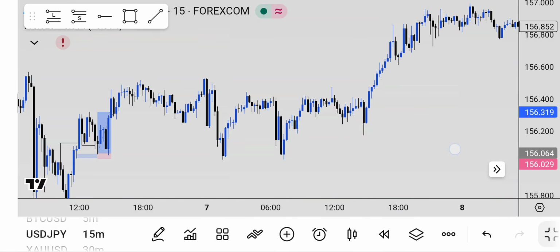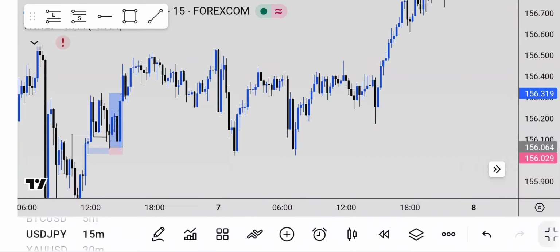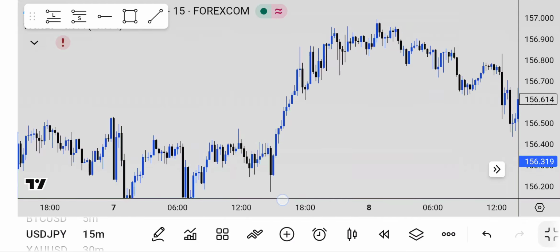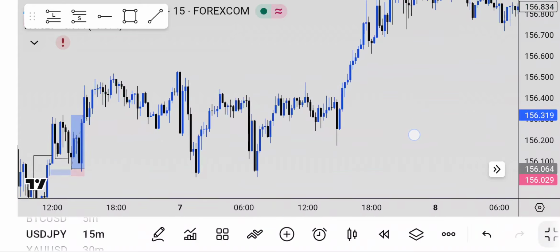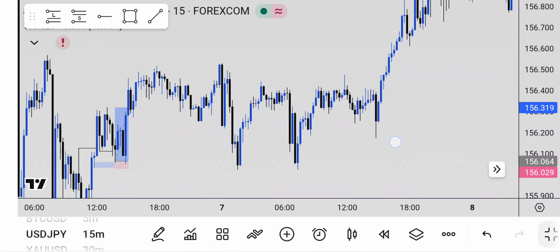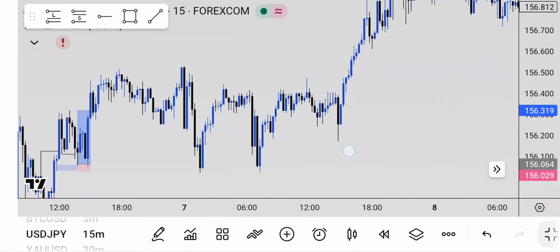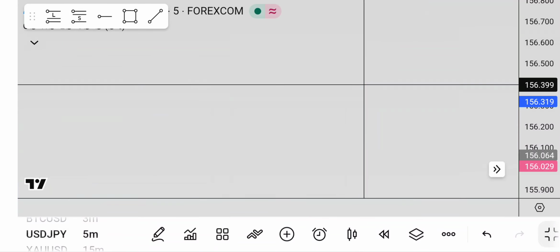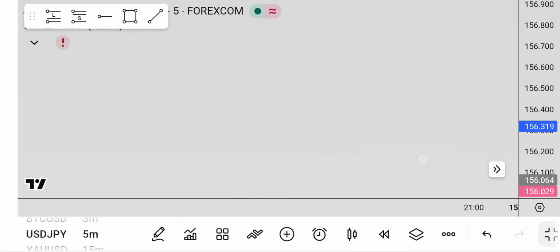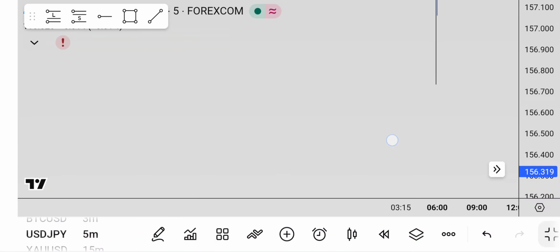So now, like I told you guys, on this part of the video, I was able to catch another trade on USD JPY. After I caught this previous trade, this was how I was able to see another setup around this particular area. So I push down to the 5 minutes. Let's say I go down to the 5 minutes.